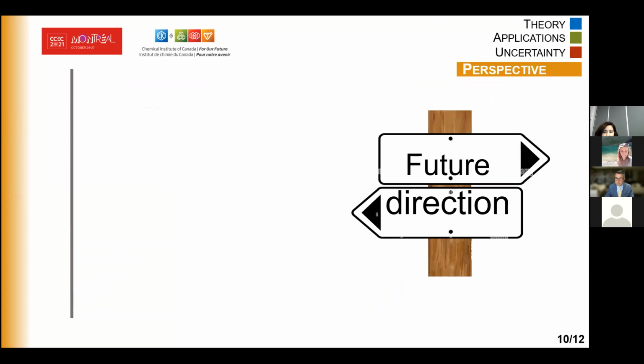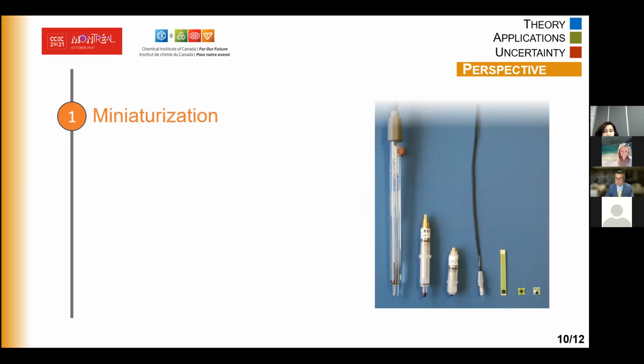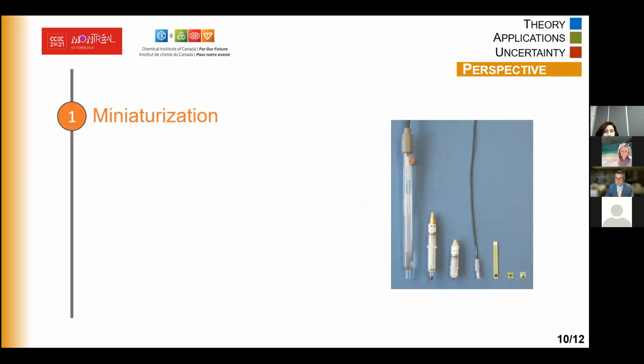For the future directions, the first thing is miniaturization. Miniaturization is important for applications where in situ measurements are required, like in biomedical applications, and for example, in cell culture. Currently, the glass electrodes that are commercially available have dimensions that do not allow the direct use of the pH sensor in the sample.